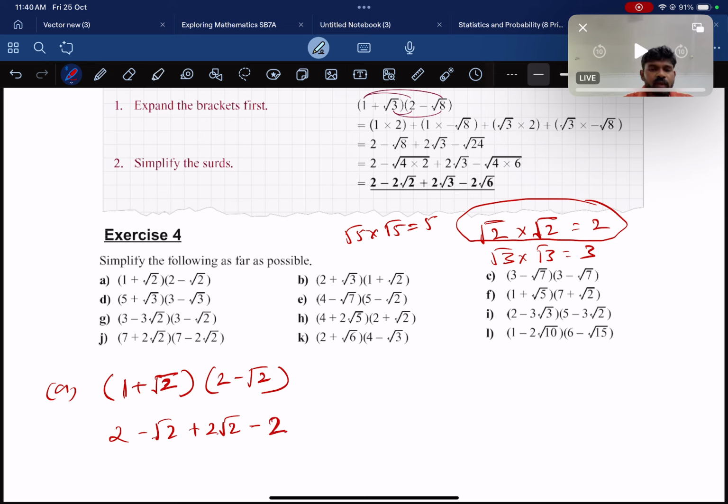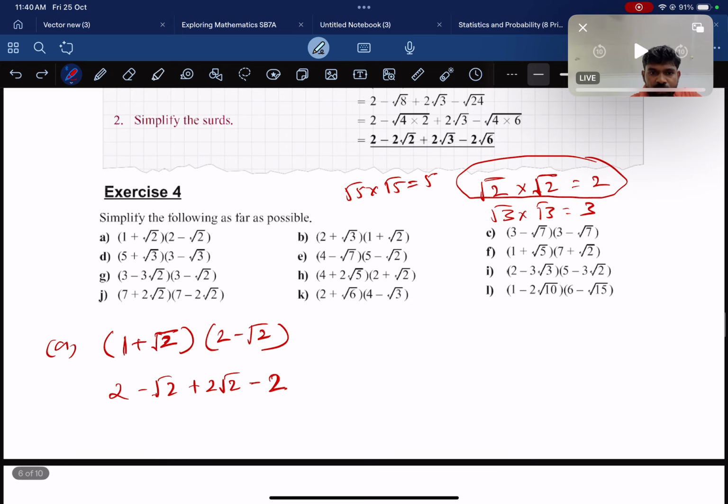Here we know that these two can be cancelled out. Plus 2 and minus 2 can be cancelled out. So here we have minus root 2 and plus 2 root 2. Minus root 2 means minus 1 root 2, and this is plus 2. 2 minus 1 is what? 2 minus 1 is 1. So the answer is root 2. We are just simplifying these two, so root 2 will be your answer.